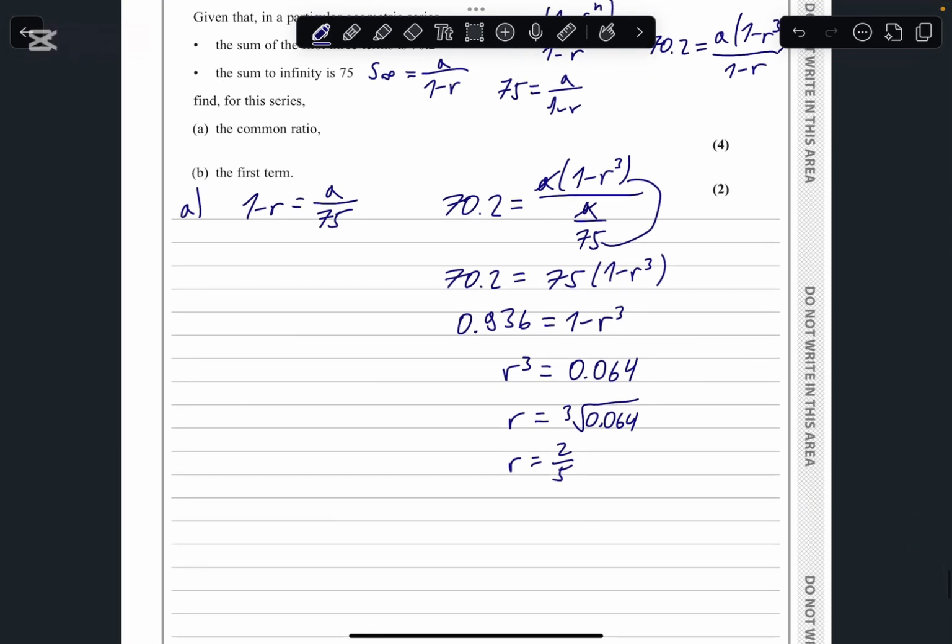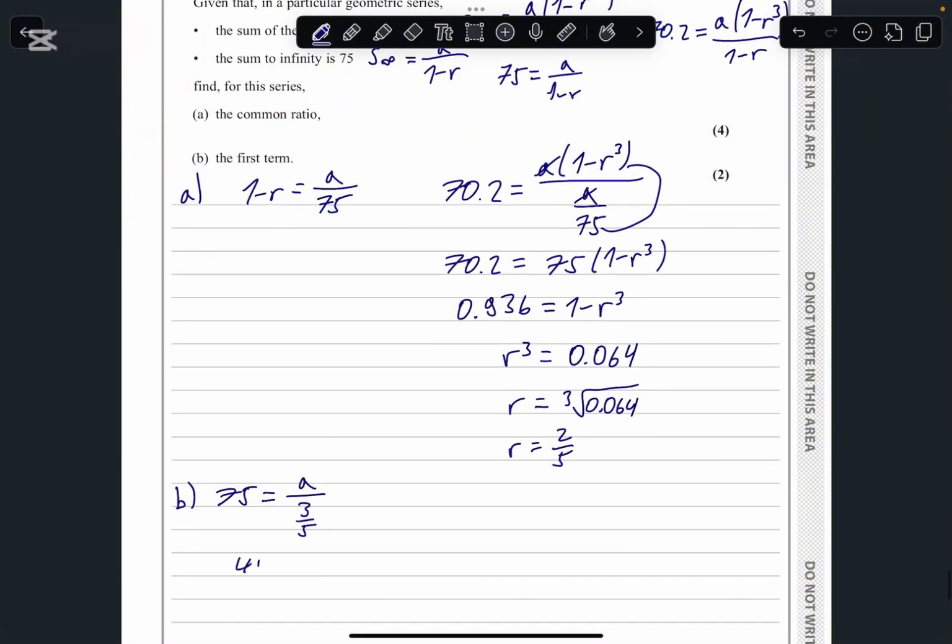Now that we found r, which is the common ratio, we can go to part B and find the first term. This is much easier now. All we gotta do is substitute the r into this equation here. And we get 75 is equal to a over 1 minus r, which is 3/5. And we have to take all that to the other side and leave a by itself. So we get 75 times 3/5 is equal to 45. So a is equal to 45.